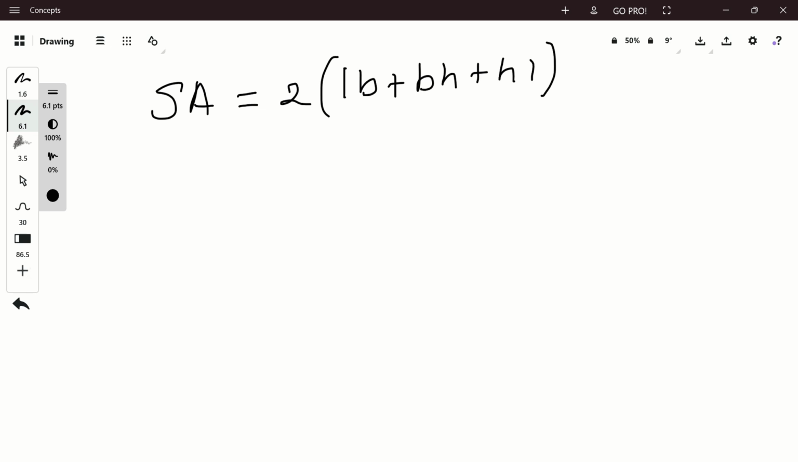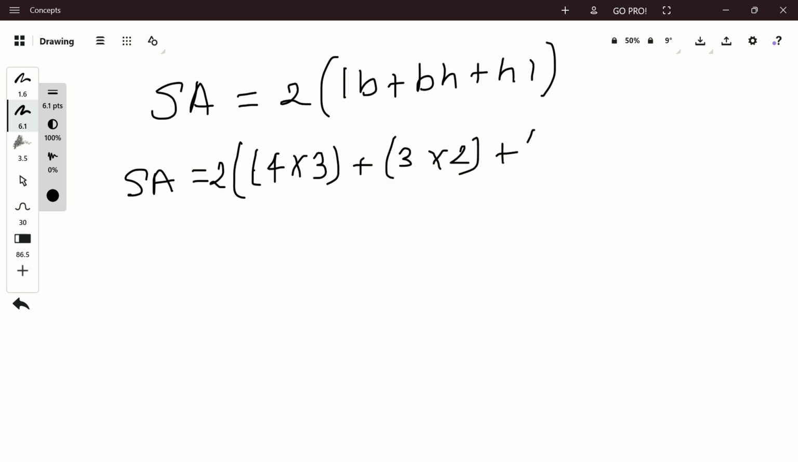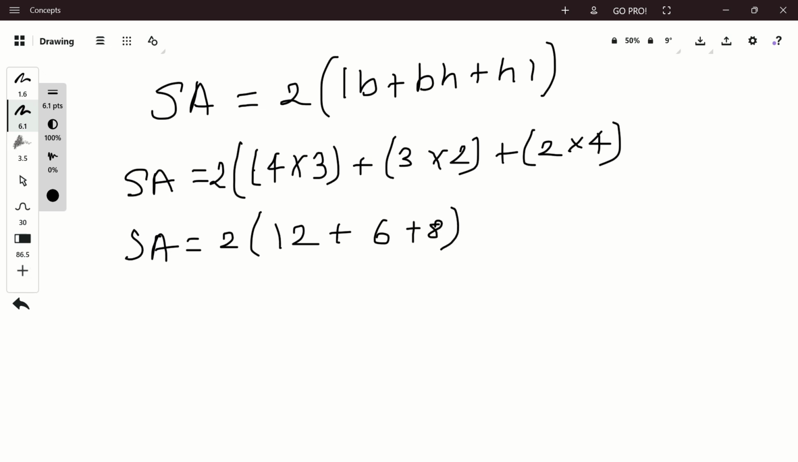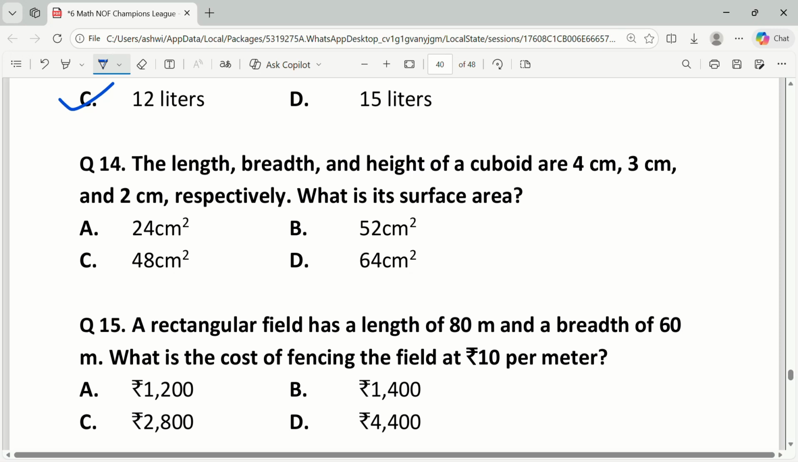Given L is 4 centimeters, B is 3 centimeters, and H is 2 centimeters, we have SA equal to 2 into (4 into 3 plus 3 into 2 plus 2 into 4), which is SA equal to 2 into (12 plus 6 plus 8), where SA is equal to 52 centimeters square. Comparing with the options, the answer is B, 52.